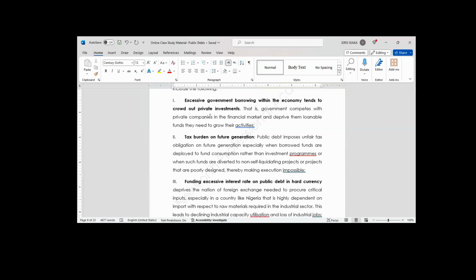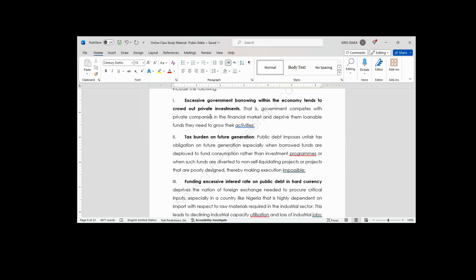Public debt, excess government borrowing within the economy, tends to crowd out private investments. Another one: tax burden on future generation. Public debt can lead to tax burden on future generation. If government borrows now, they will pay back over the next 30 years, and they give them a 2-year, 5-year moratorium. When they start paying back, those people that are paying tax then may not be the ones that enjoy what government borrowed money for. Those people that enjoyed it may be old at the time government is paying back.